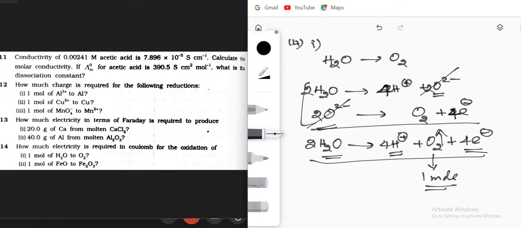Okay, I'm sorry, what's the question? How much electricity is required in Coulomb for the oxidation of 1 mole of water? Yeah, so we need not worry about this now. Let me focus on the question.